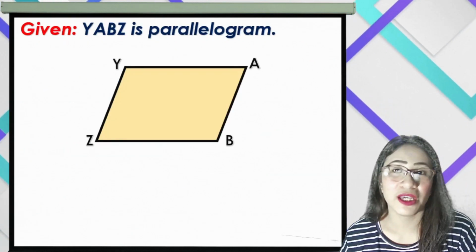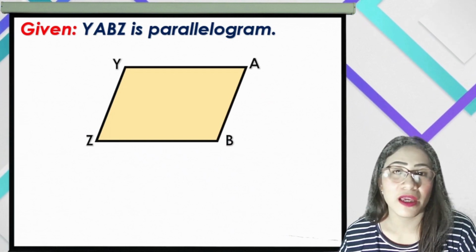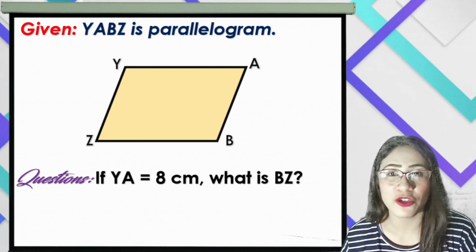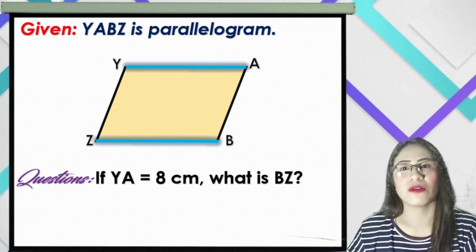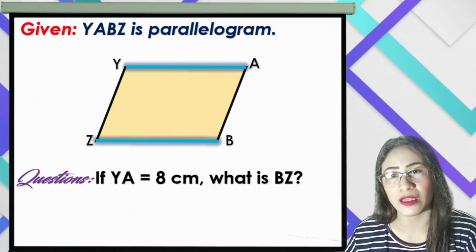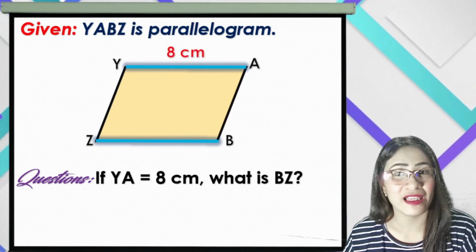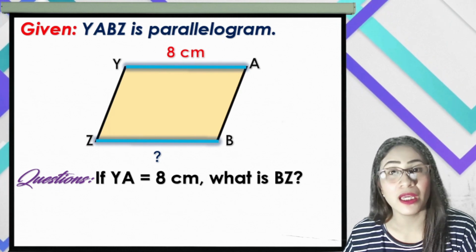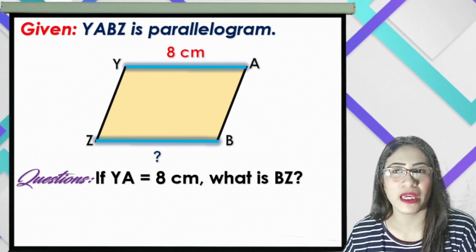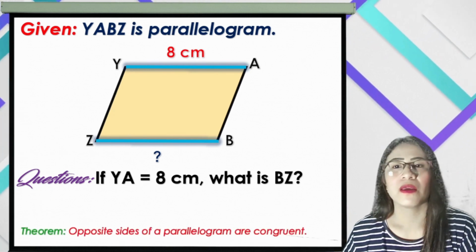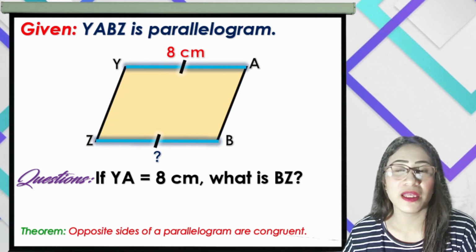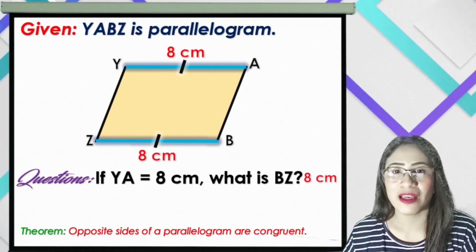Let's have this given. YABZ is a parallelogram. The question is, if YA is 8 cm, what is the measurement of BZ? These are the sides of a parallelogram and they are opposite. YA is 8 cm. Now, what is the measurement of BZ? Since they are opposite sides of a parallelogram YABZ, they are congruent. So, the measurement of BZ is also 8 cm.